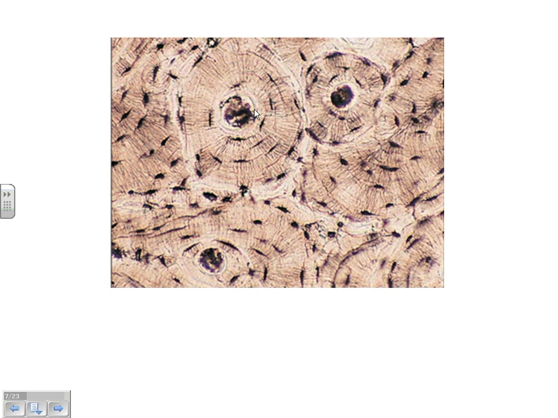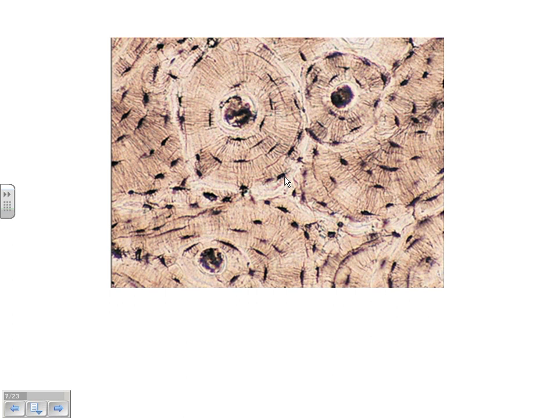All right. What type of cells will we see in here? Osteocytes, osteoblasts. Good. What's the difference between a blast and a cyte? Maturity. The blasts are the immature. The cytes are the mature. Very good. So this is a connective tissue.